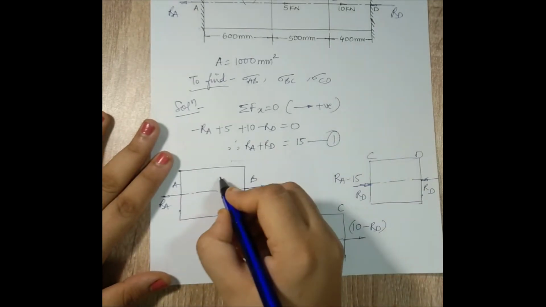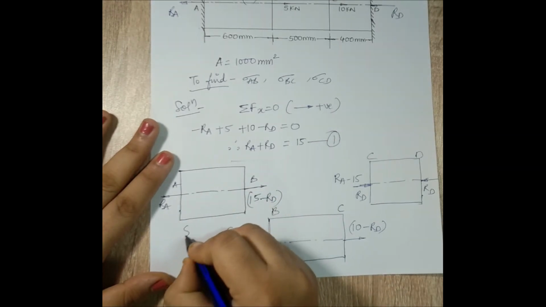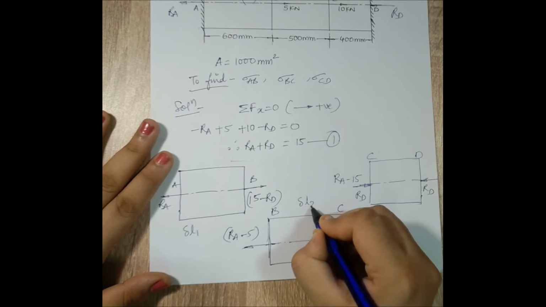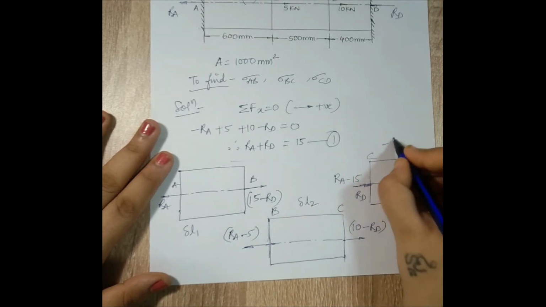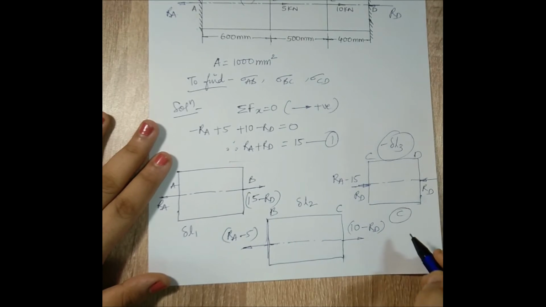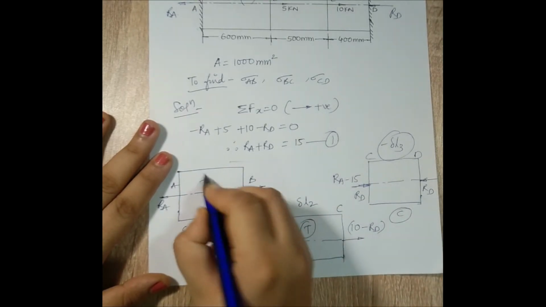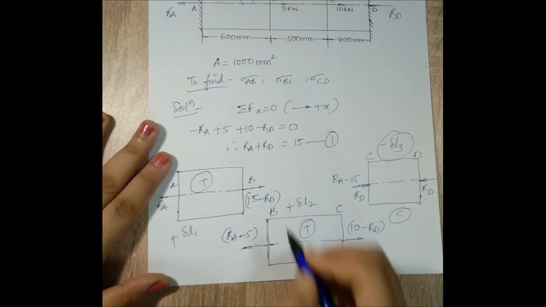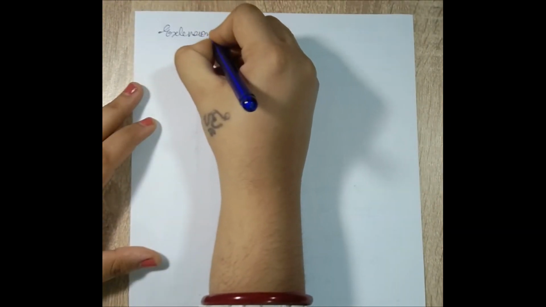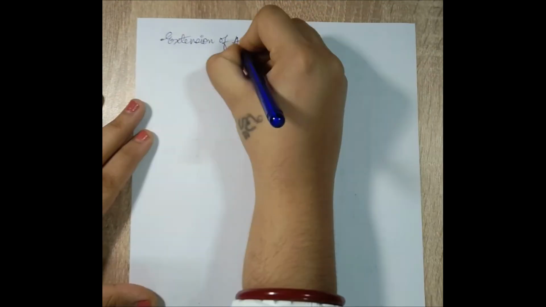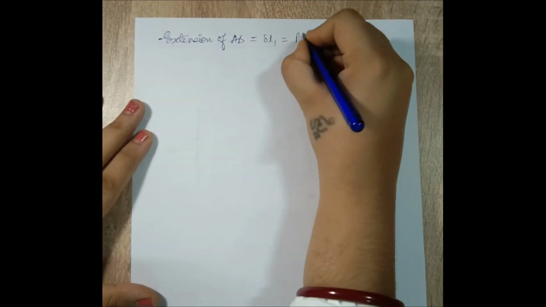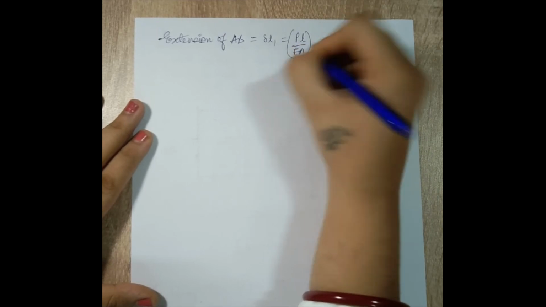Now for the first one, let me say that the change in length is delta L1, for the middle one delta L2, and for the third one it is minus delta L3. It is negative because it is of compressive type. The first two are of tensile type, so they are positive. So let me write down the equation. Extension of AB, delta L1, will be PL upon EA.